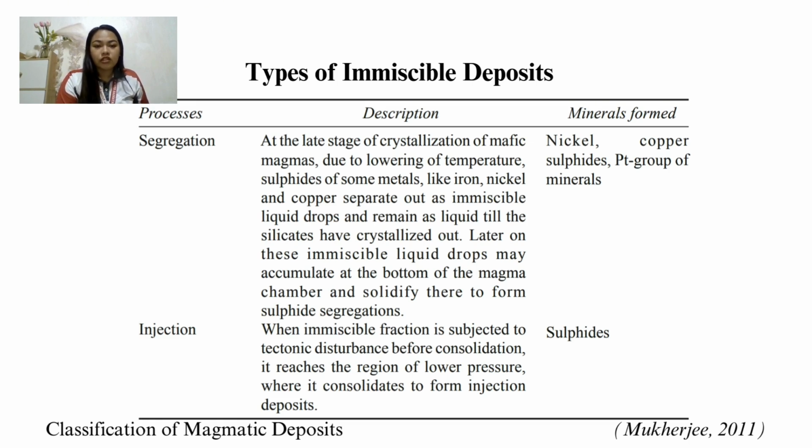Next is the injection process. If tectonic disturbance affects the immiscible fraction of magma before it solidifies, the sulfide liquid can migrate towards the area of lower pressure through fracture or weak zone in the surrounding rocks. Once it reaches a stable environment, it consolidates and crystallizes, forming injection-type immiscible deposits. These deposits primarily consist of sulfide minerals and may be hosted in dikes or fracture rather than settling at the base of the magma chamber.